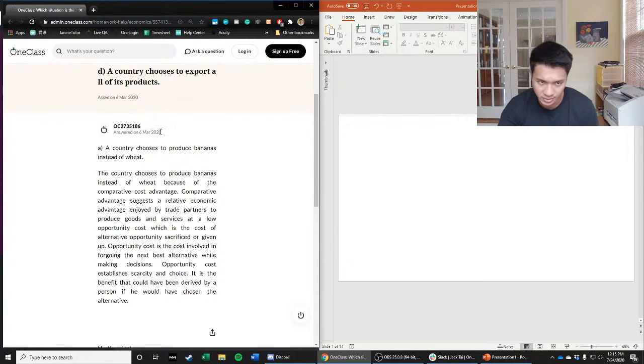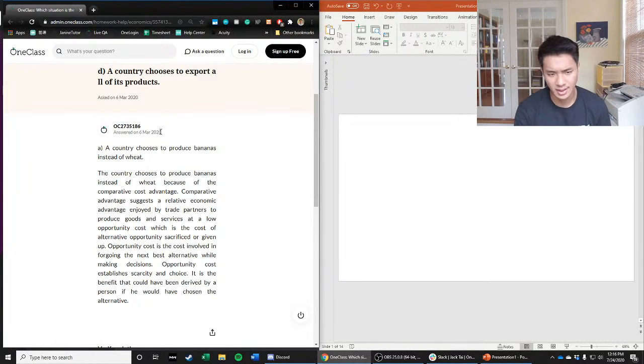Now let's take a look at the previous tutor's answer, and the previous tutor also chose A. And they said that the country chooses to produce bananas instead of wheat because of the comparative cost advantage. Comparative advantage suggests a relative economic advantage enjoyed by trade partners to produce goods and services at a low opportunity cost, which is the cost of alternative opportunities sacrificed or given up. Opportunity cost is the cost involved in foregoing the next best alternative while making decisions. Opportunity cost establishes scarcity, and choice is a benefit that could have been derived by a person if he would have chosen the alternative. So it's a pretty good question, pretty good answer.